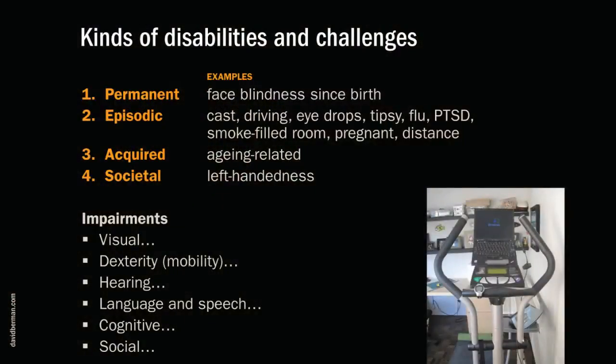When we think of the type of challenges people are dealing with, I find it useful to consider disabilities in categories. The first one being permanent disabilities. We tend to think about the permanent disabilities first. Someone who's blind since birth and may never see at all in their lifetime, or someone who can't hear at all and may never hear.